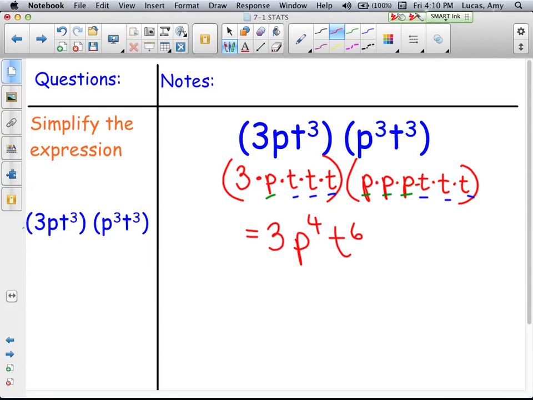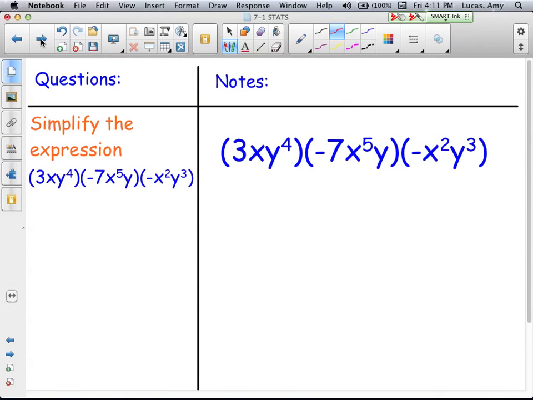That is simplified. Again, up at the top, if I put a 1 here, I can add together the exponents on my letter p to get 4, and then I can add together my exponents on the letter t to get 6. So the variables have to be the same for you to be able to use the product of powers to add together their exponents. The coefficient numbers, you are not adding at all.